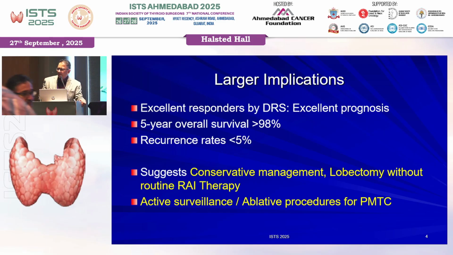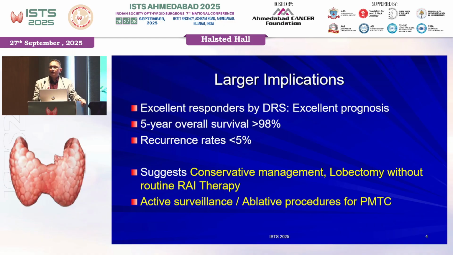So why do we actually need this definition? I think once we know that one of our patients falls under this category, the larger implication is that the excellent responders by the dynamic risk stratification have an excellent prognosis. More than 98% 5-year overall survival, recurrence rates barely less than 10%. But the larger implication is for the patient. It suggests that the patients can have a conservative treatment, that is hemithyroidectomy or lobectomy, which we keep using interchangeably, the terminology, without regular or routine radioactive iodine ablation.